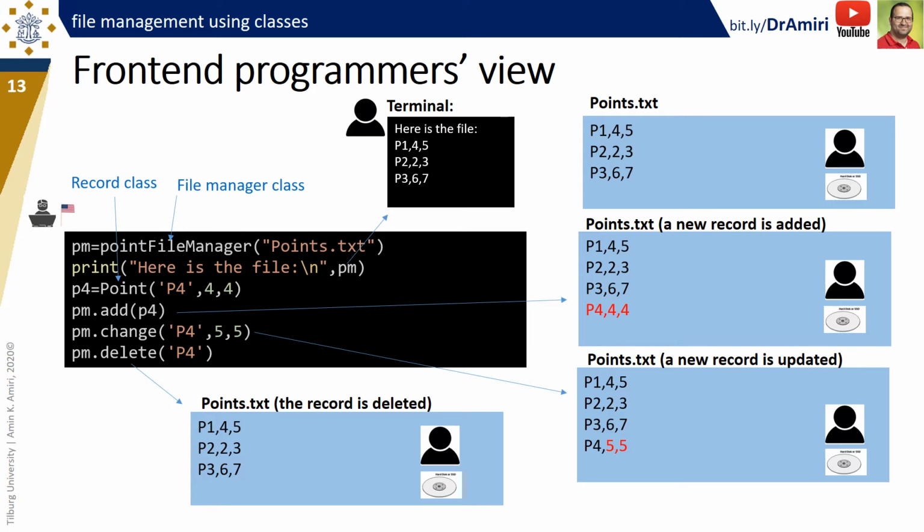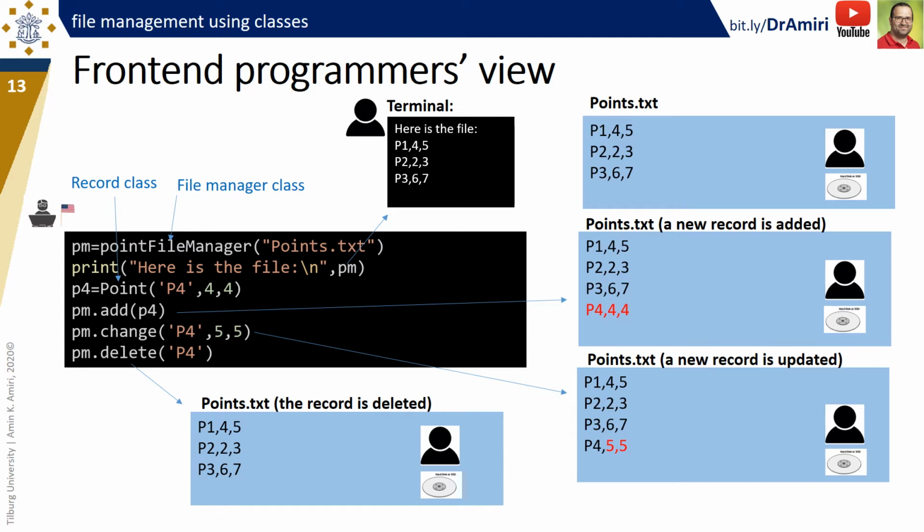The American also requires for the instance of a point file manager to have a $str, so that when we print it, it takes the file, reads the file, and then prints it in the terminal in a format that you can see here. So this $str in a way returns the content of the file, but using the all points dictionary or list behind the scene.